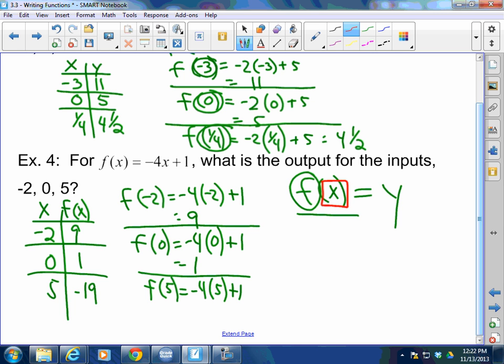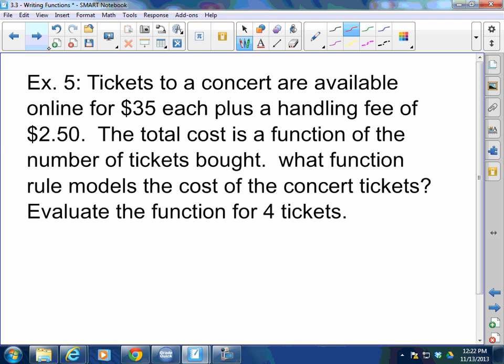Promise? May I continue? Thank you. Tickets to a concert are available online for $35 each, plus a handling fee of $2.50. The total is a function of the number of tickets bought. What function rule models the cost of the concert tickets? Evaluate the function for 4 tickets. I'm going to show you both ways to do this, without function notation and with function notation, because either way, it's a function.